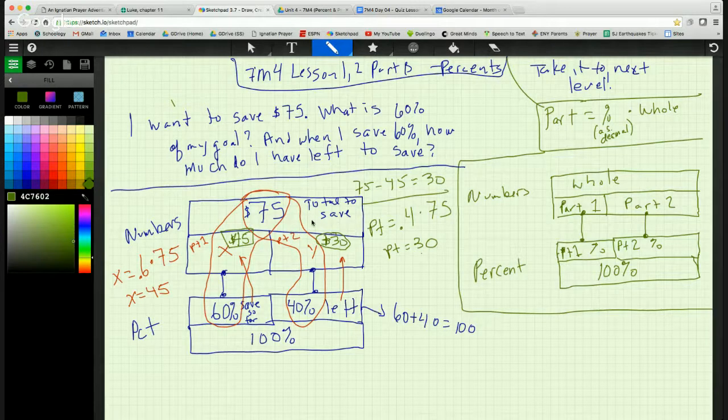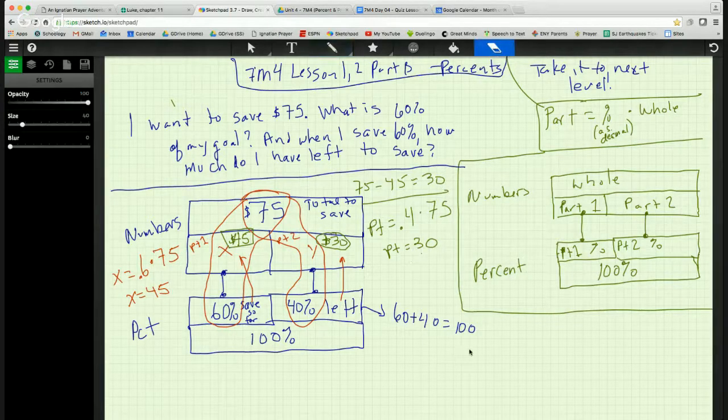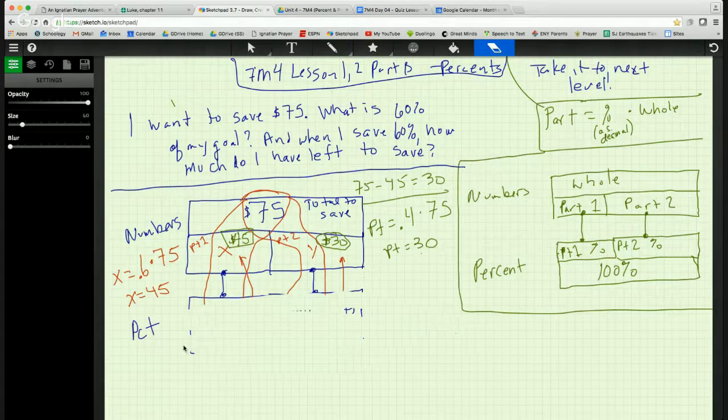And so now we have the whole picture. If I save 60%, I save 45, I have $30 left to save, and that will be my $75 goal. Pretty cool. I want you to know how to build these things. Let's do one more example, and then we'll be done with this video. Very powerful stuff. Very powerful.